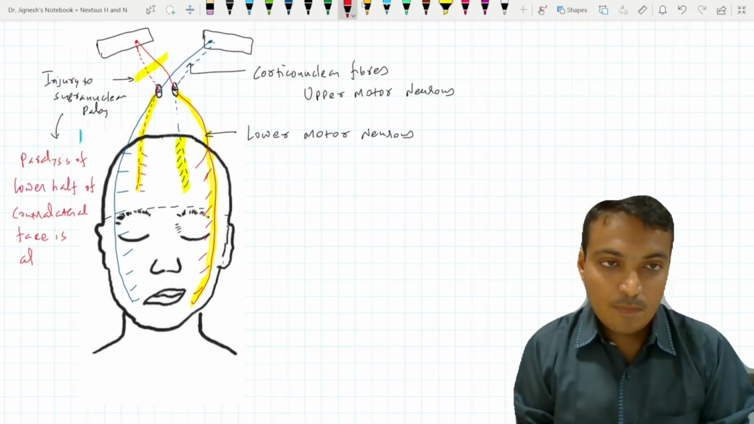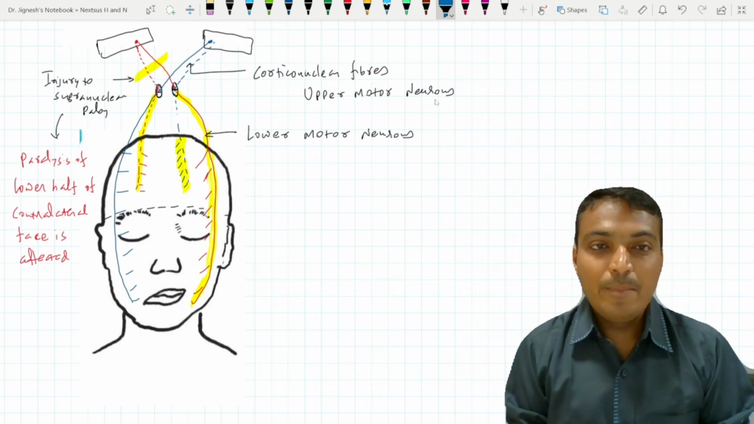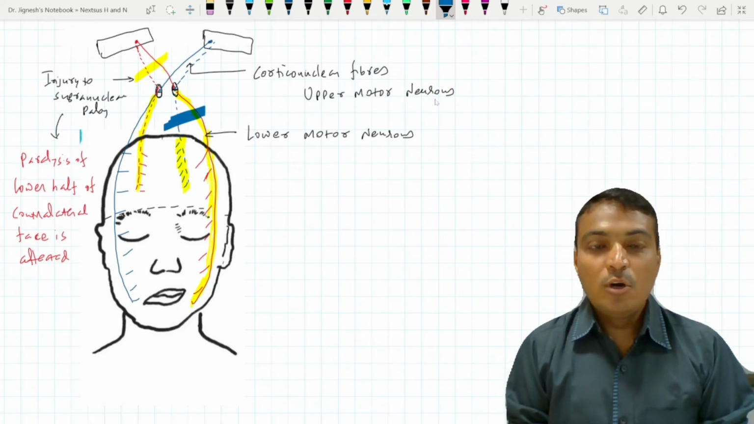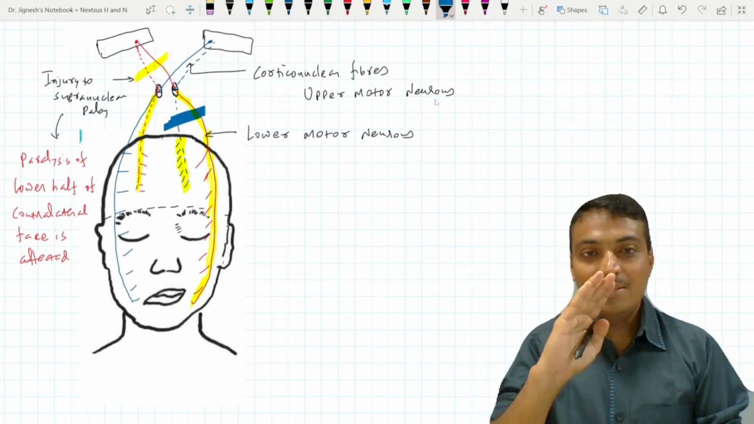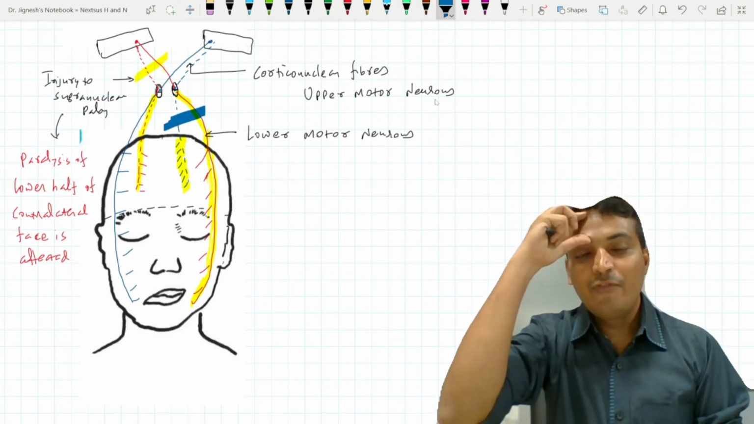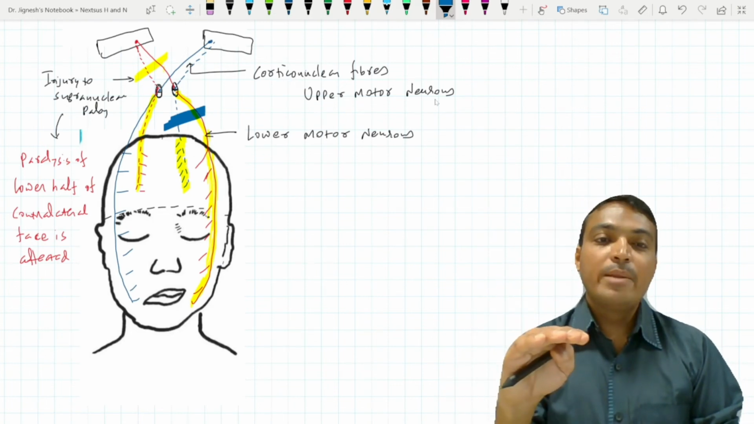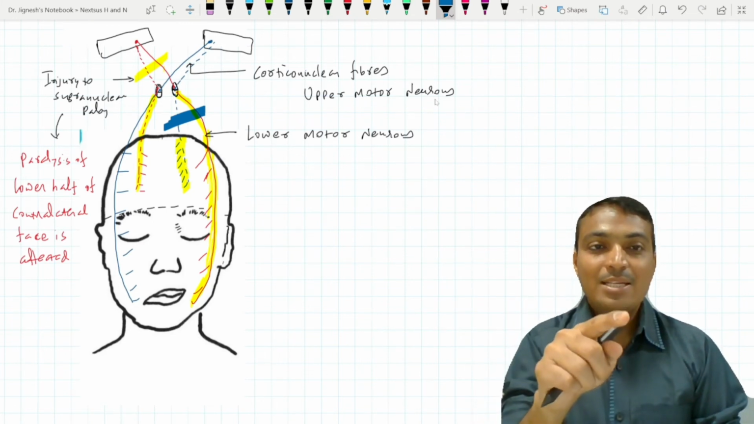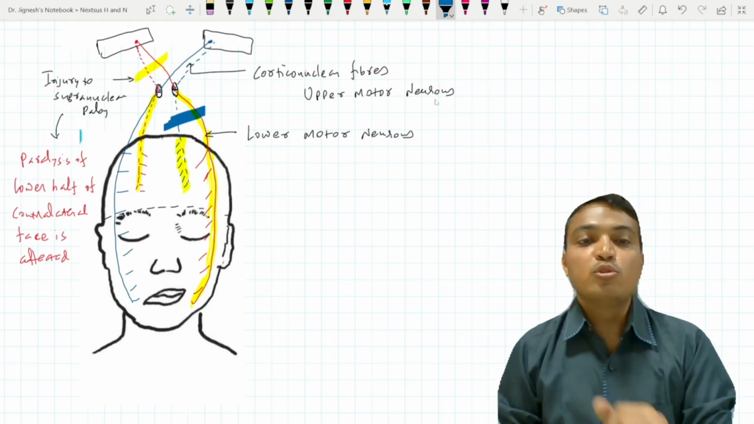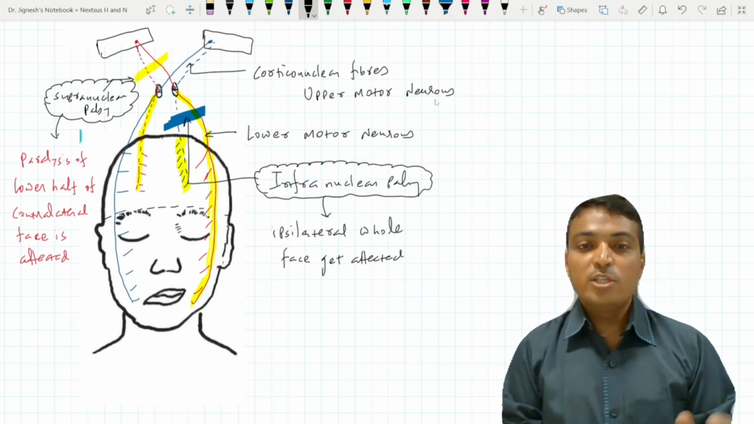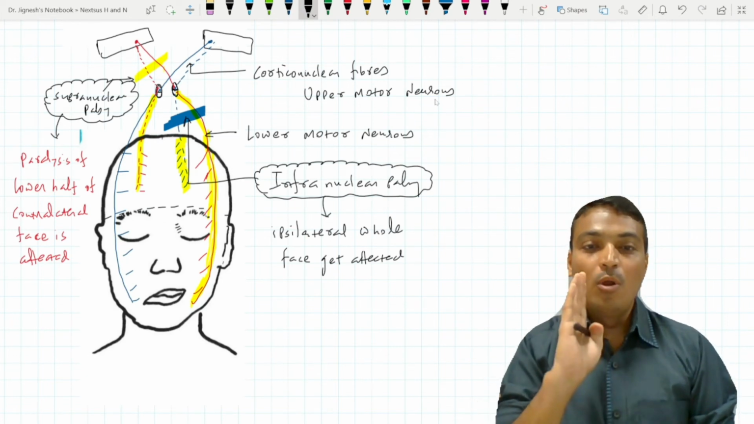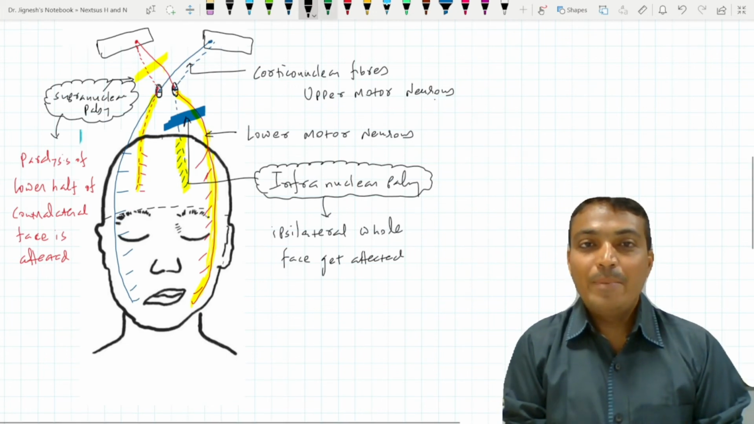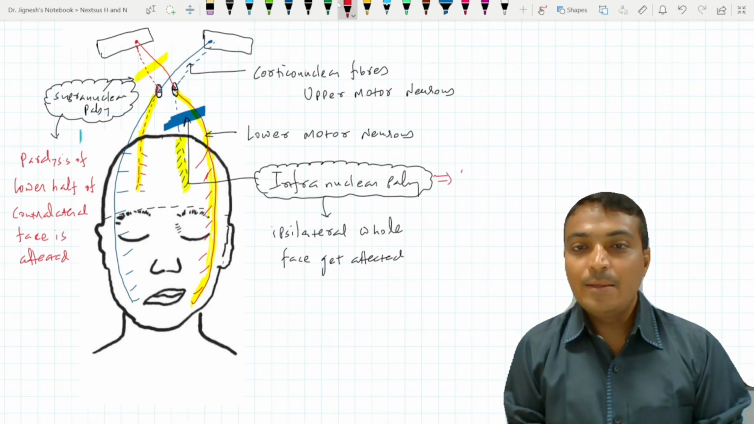While we talk about the infranuclear palsy, if this infranuclear palsy is there, that will lead to paralysis of the facial expression muscles of the same sided face, and the forehead is also affected, because with the injury to this infranuclear portion of the facial nerve, that will affect the contralateral corticonuclear fibers as well as the ipsilateral corticonuclear fibers for the forehead also. So in case of the infranuclear palsy, the ipsilateral whole face is affected. This is a very important clinical understanding. And this infranuclear palsy is also called Bell's palsy.